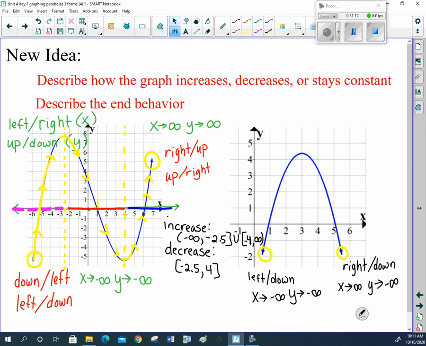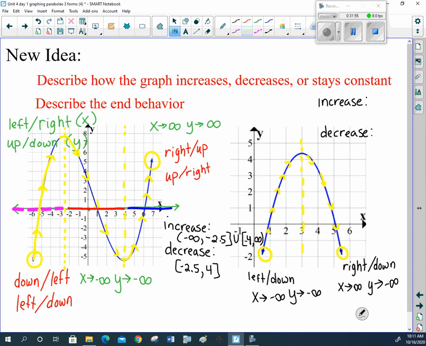Okay, now we need to describe whether it increases or decreases. And to do that, remember, we start on the left of the graph and we trace with our finger. So it looks like I'm going up. So that's an increase. Till right here, here's a change of direction. And now I'm coming down, decreasing. So it looks like to me, we're going to have an increase. So I'll put that right there. And then a decrease.